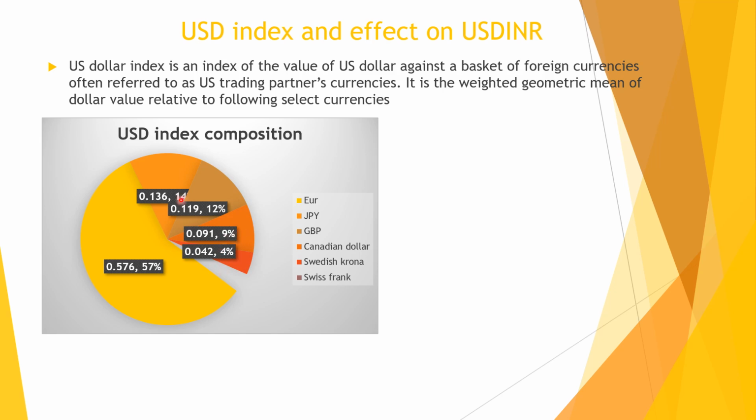Now all these are showing the relative composition of individual currency pair in that USD index. As you can see, the weightage of euro is maximum in this entire USD index. Even Canadian dollar, Swedish krona, Swiss franc, these are also having small presence in the USD index. Japanese yen has the second highest weightage, and Great Britain pound has the third highest weightage.